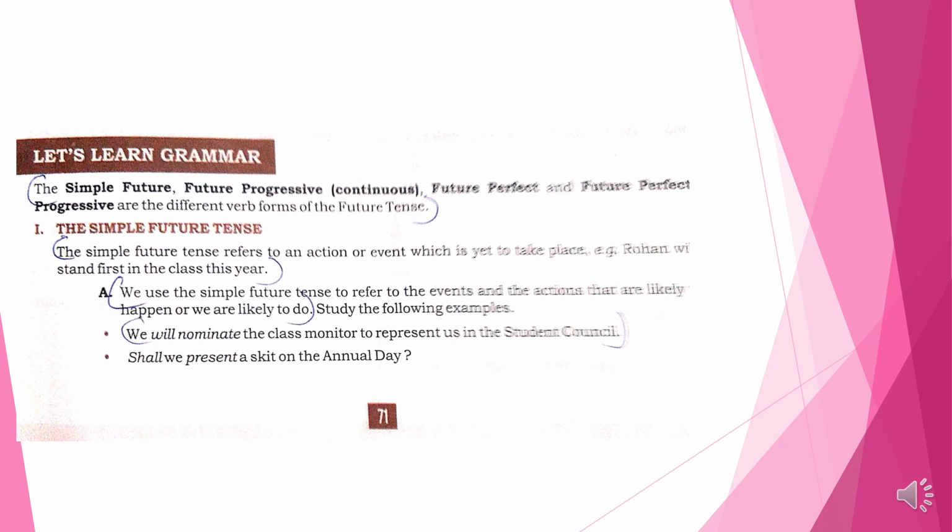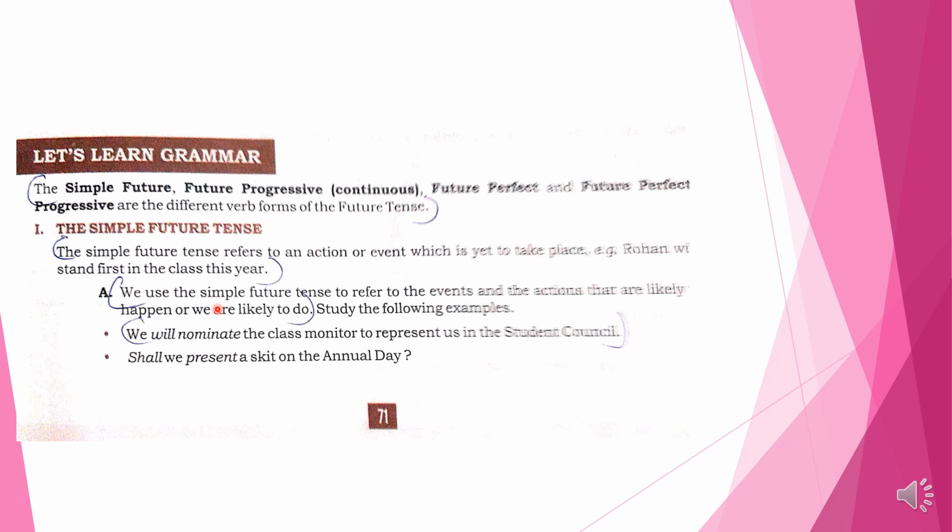When can we use the simple future tense? We use the simple future tense to refer to the events and the actions that are likely to happen or we are likely to do. Example, we will nominate the class monitor to represent us in the student council. Another example, shall we present a skit on the annual day? So here, will nominate and shall present. These words refer to the simple future tense.